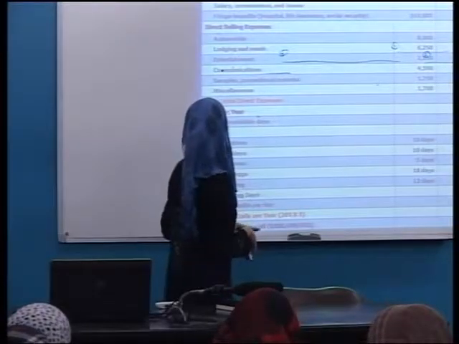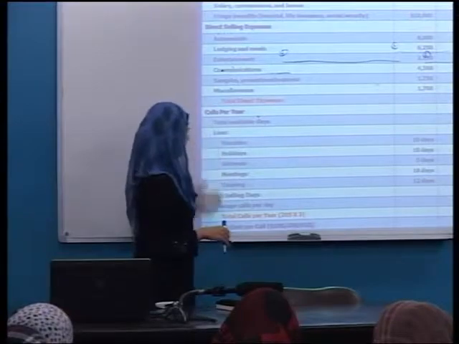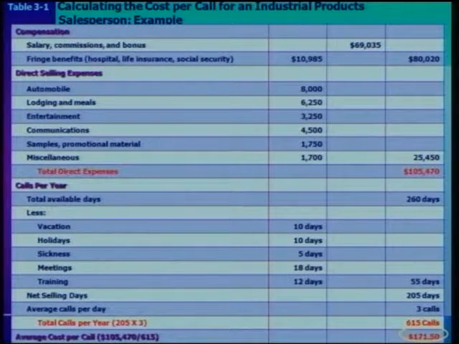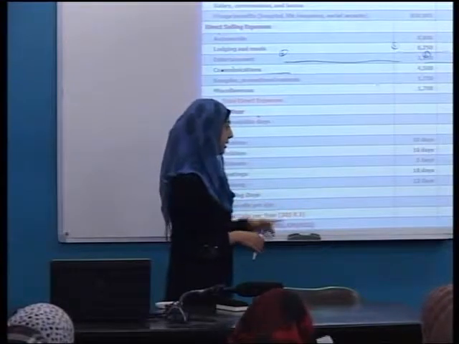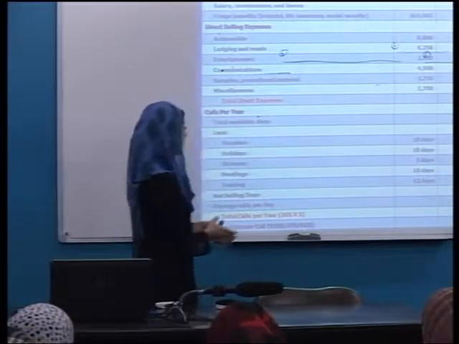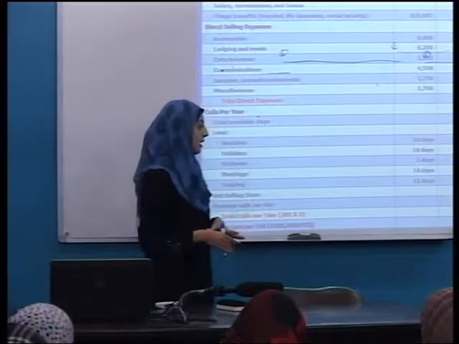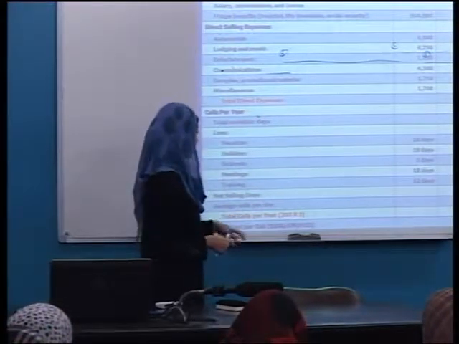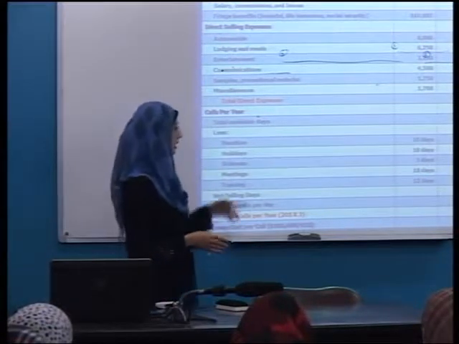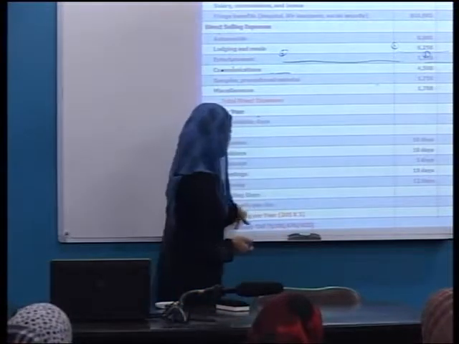And after that we calculate the calls per year. Total available days in one year: 260 days. We list the days the salesperson does not work in the company, like vacations, holidays, meetings, and training. After deducting these days, we get 205 days, and the average calls per day is 3 calls. Now multiply 205 days by 3, the average calls per day, and it gives us 615 calls. That means we will now divide the total expenses, 105,040.70, by the calls per year.